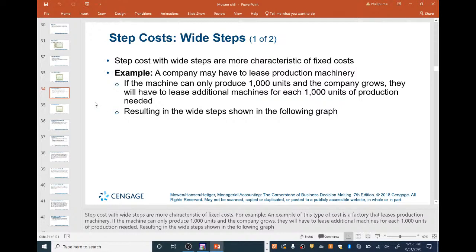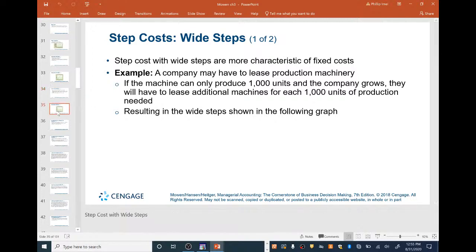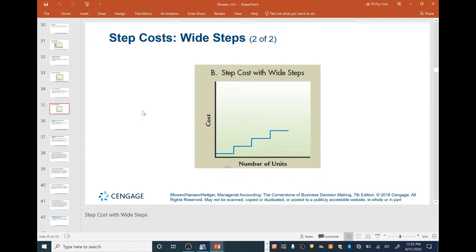Now let's talk about wide steps. Step costs with wide steps are more characteristic of fixed costs. A good example of this is a company that may have to lease production machinery. If the machine can only produce 1,000 units and the company is going to grow, then they will have to lease additional machines for each 1,000 units of production needed. Obviously, this is going to result in the wide steps shown in the following graph. So let's look at this based upon this example. Step cost with wide steps.